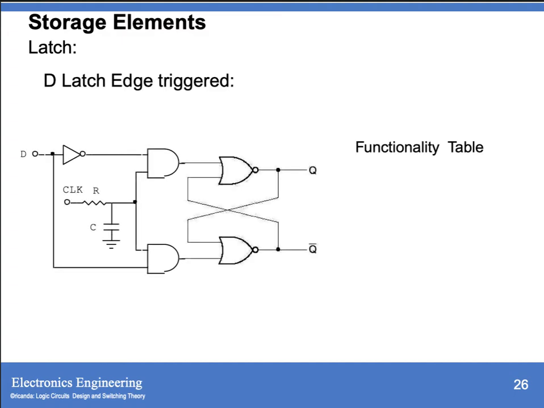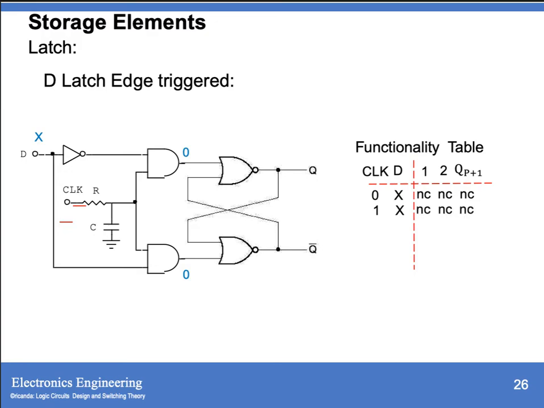For the edge trigger D, we have your RC network connected at the clock. So during 0 clock, your input is either 0 or 1. The output of your 2 AND gates are all 0, so we have no change. If your clock is 1, and either 0 or 1 is your input D, then the output of your 2 AND gates are all 0, so we have no change for the output of your NOR.